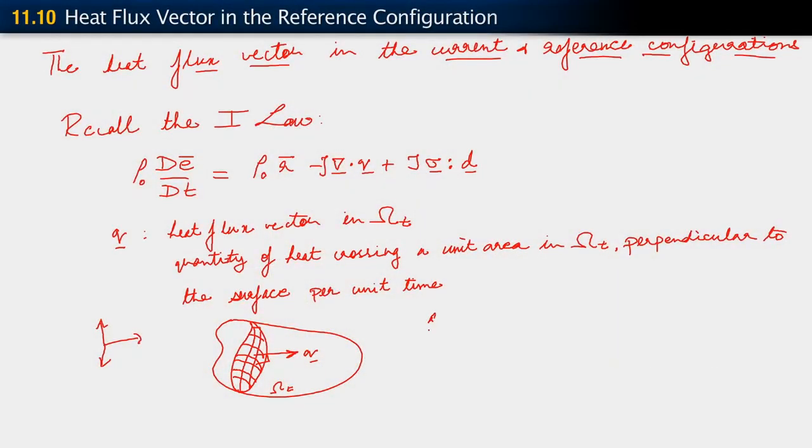What we want to do now is understand how to rewrite an equivalent heat flux vector in the reference configuration. So how is Q related to heat flux in omega sub 0?